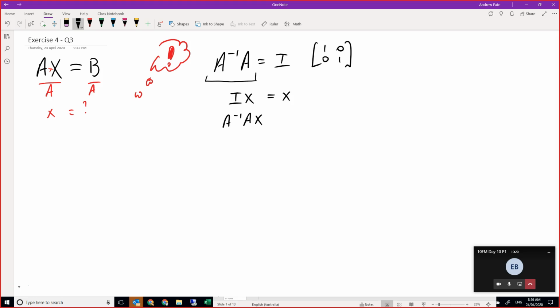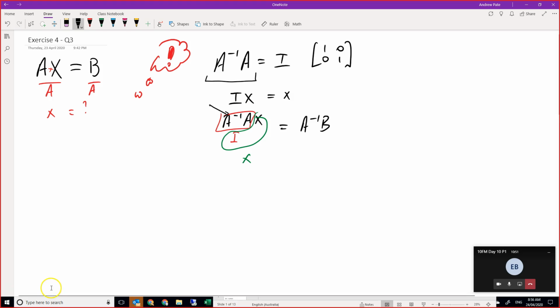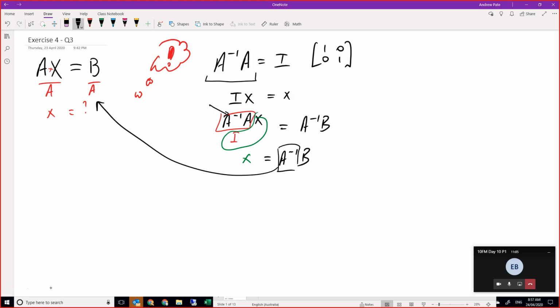So in effect, if I were to do the inverse of A times X, then this here is going to be equal to the identity matrix, and then this is just going to be X. And on the other side of the equation, we've got B. Because we multiplied this side by the inverse of A, we have to multiply this side by the inverse of A. So now I have this expression that says X is equal to the inverse of A times B. So in effect, multiplying something by the inverse is the same as dividing it by that in algebra. So they're the same operations.